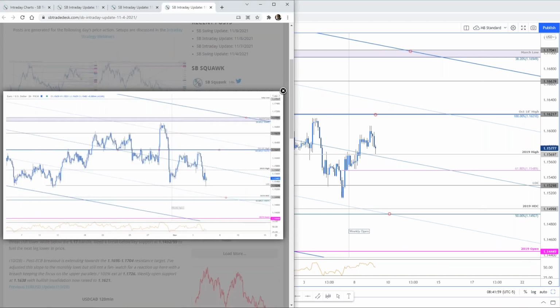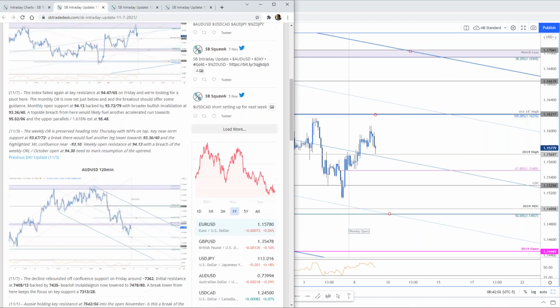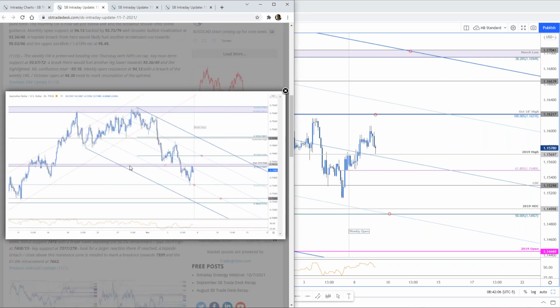All right, let's go back to last night's update. Aussie dollar. Here's what Aussie looked like last night, or into the open of the week, I should say. I keep getting these reports mixed up. Here's what it looked like on Sunday.